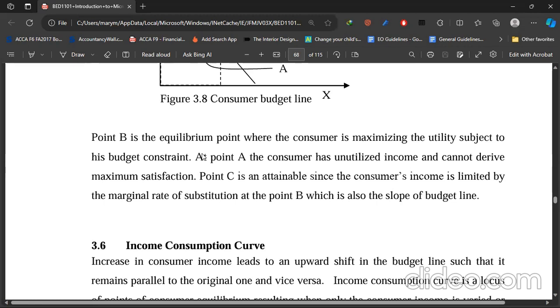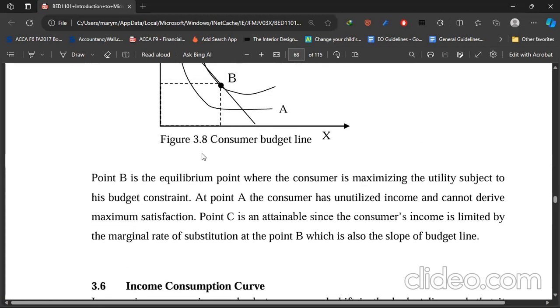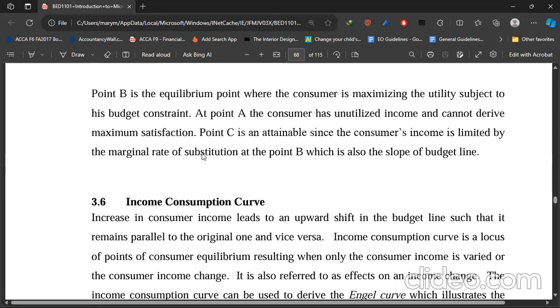At point B, which is also the slope of the budget line, that is not something that is hard to understand. It is not hard to understand.